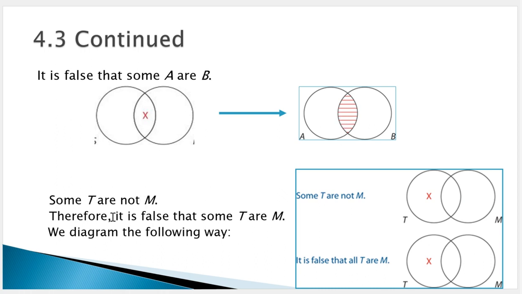Some T are not M. So here is some T are not M, right? There's existence here in the T that aren't Ms. It is false that all T are M. Notice those two are exactly the same. All T are M. If that's false, that means some T are not M.